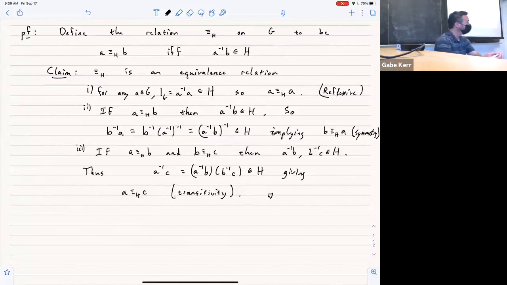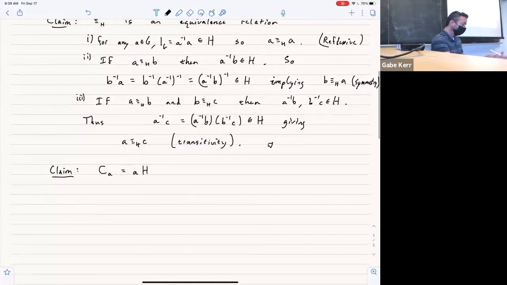And now let's take a look at the equivalence class. Let's claim, I don't know, this claim is kind of silly, but okay. If I look at the equivalence class of A, then this is equal to A times H, equal to the coset A times H. So, well, to see that, let's just make the argument.